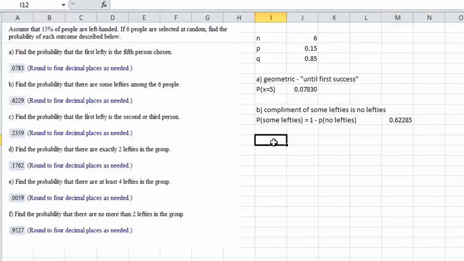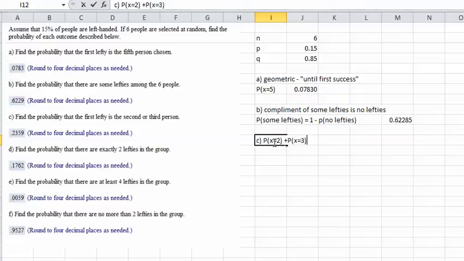All right, now let's try part C. Part C says, find the probability that the first lefty is the 2nd or the 3rd person. Okay, these are 2 geometrics that you're going to add together. You want to find the probability that the first lefty is the 2nd person, then the probability that the first lefty is the 3rd person. And both of those are geometrics, and then you add them together. So you're going to do the probability that x is equal to 2 plus the probability that x equals 3.